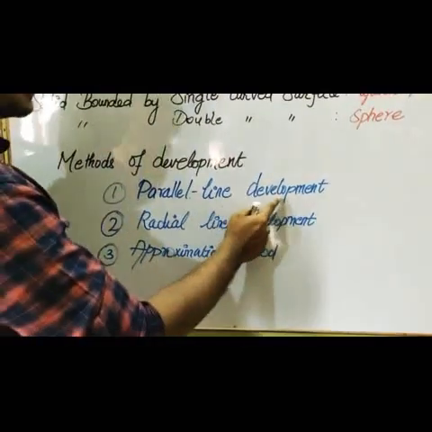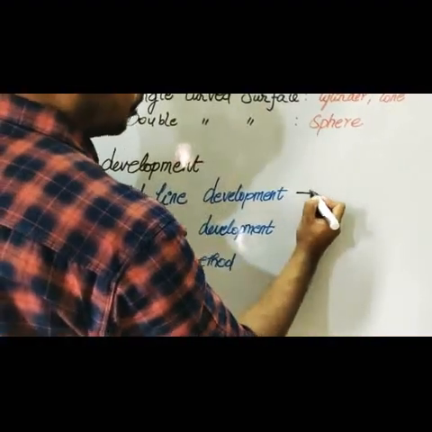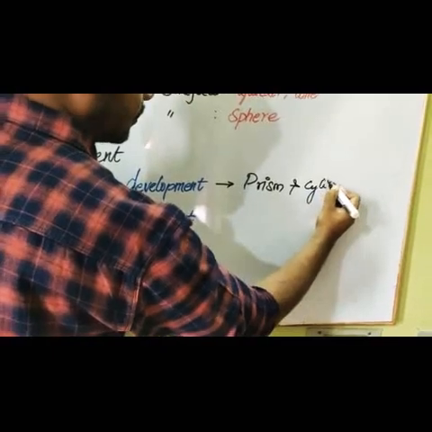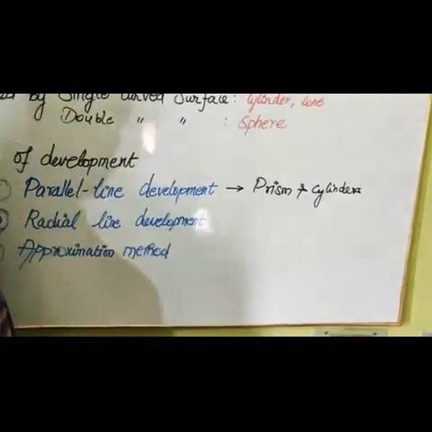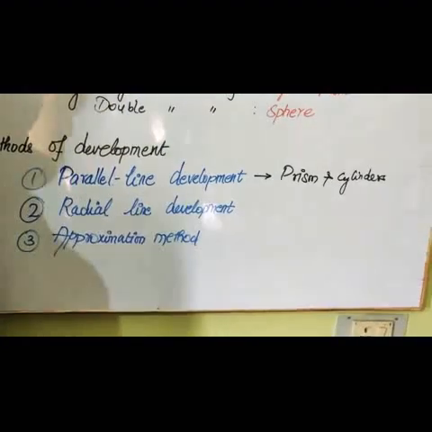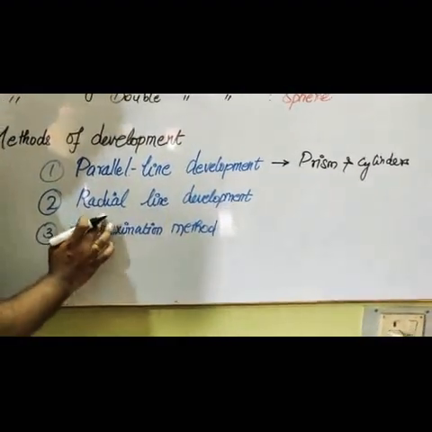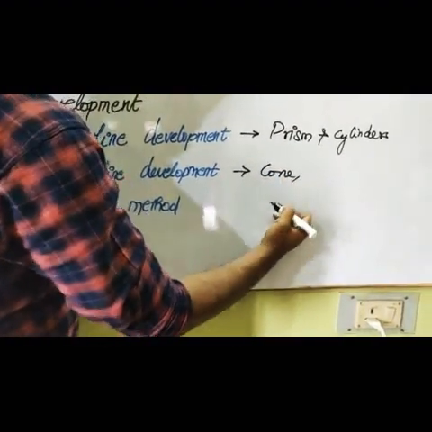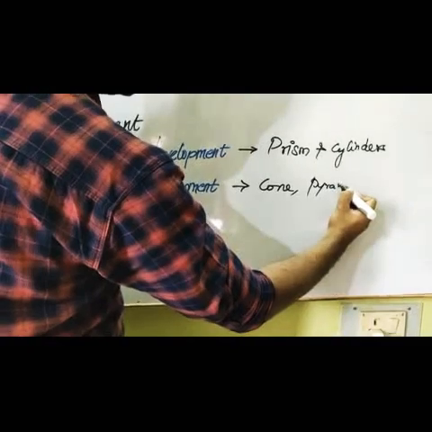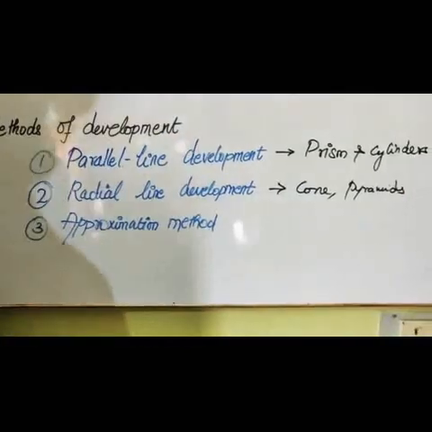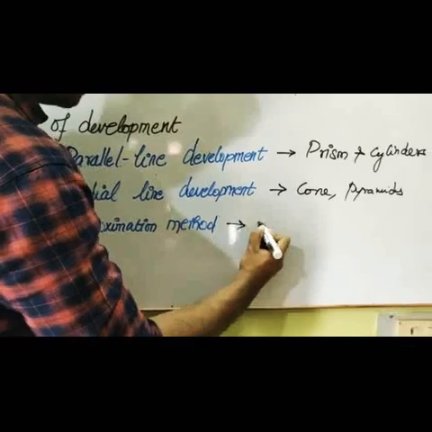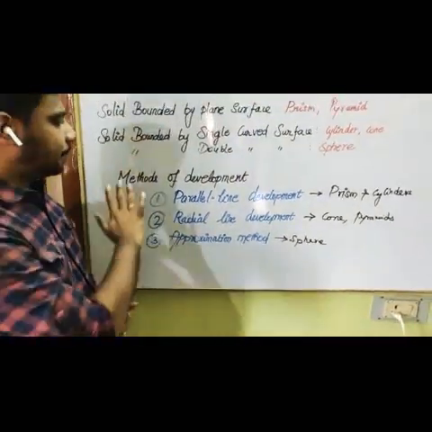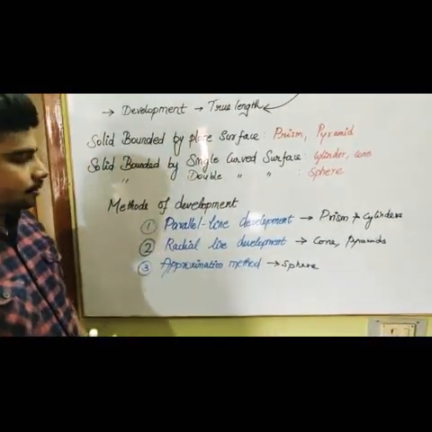So parallel line development is used for prisms and cylinders. I will tell you why prisms and cylinders come under parallel line development. Then the second one is radial line development, where you can use cones and pyramids. And the final one is the approximation method, where a sphere can be developed. So these are the methods available in the development of surfaces.